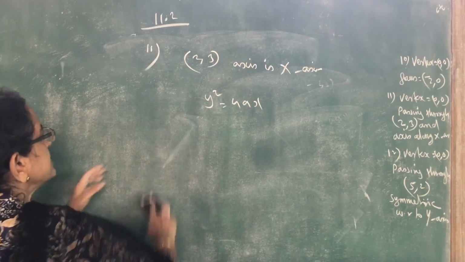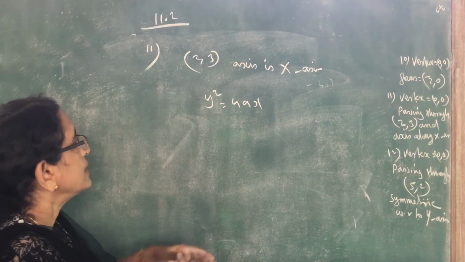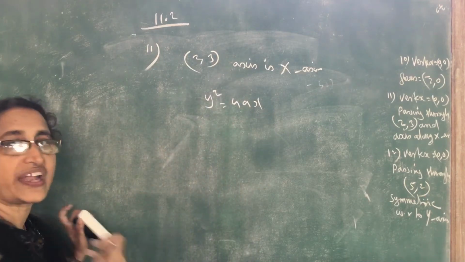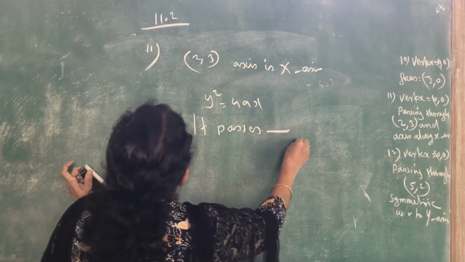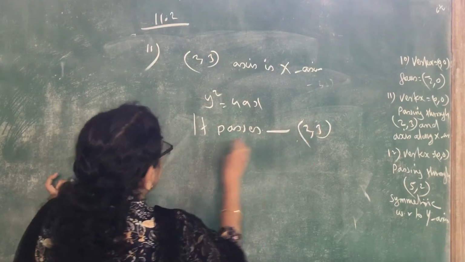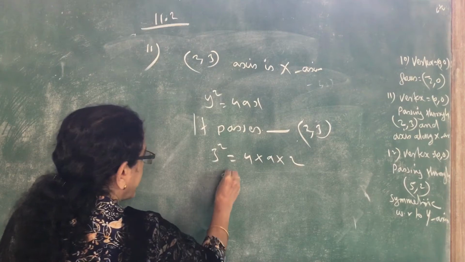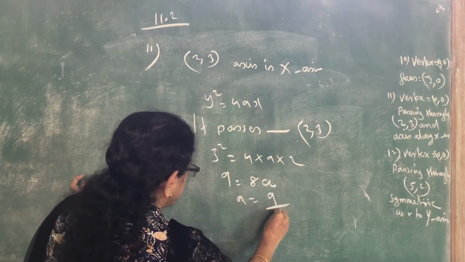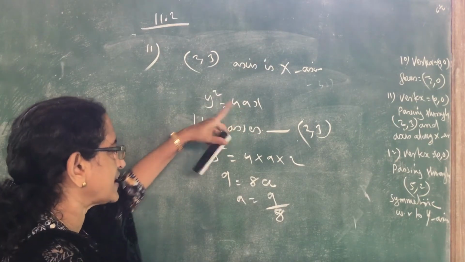So this parabola is of the form y square equal to 4ax, and given that it passes through 2, 3, we can substitute x equal to 2, y equal to 3 in this equation so that we can find a. So 3 square equal to 4a into 2. That is 9 equal to 8a. So a equal to 9 by 8.